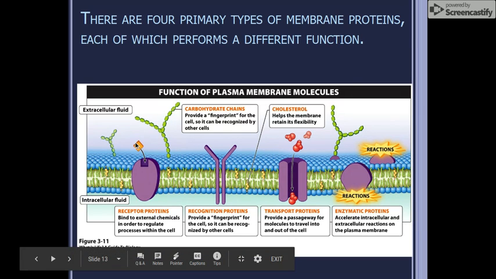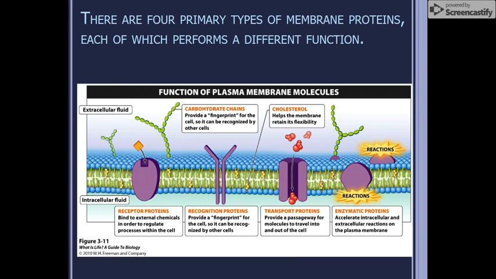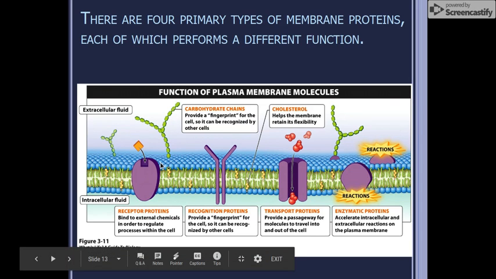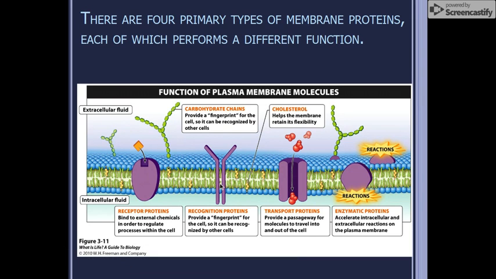These could be hormones as well that will tell the cell to start producing some sort of chemical or start processing something else. But we've got these receptor proteins that are going to regulate what the inside of the cell is doing. We've got recognition proteins. These are mostly carbohydrate chains like we see up here that will tell other cells, a lot of times things like white blood cells, that these are our cells. Don't attack these. They're safe.